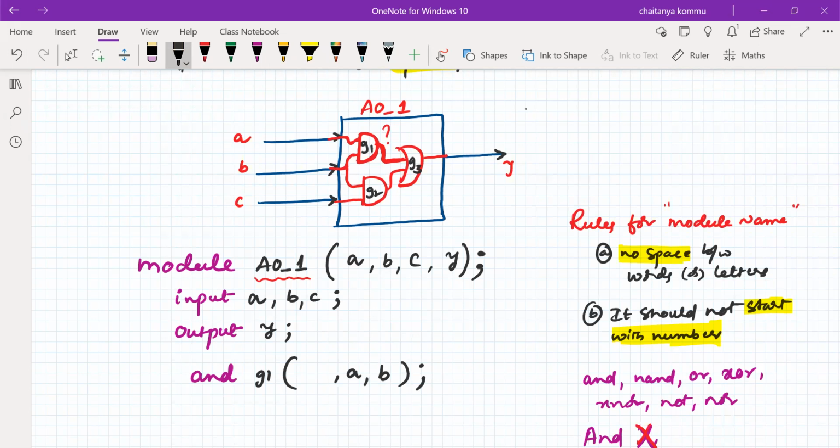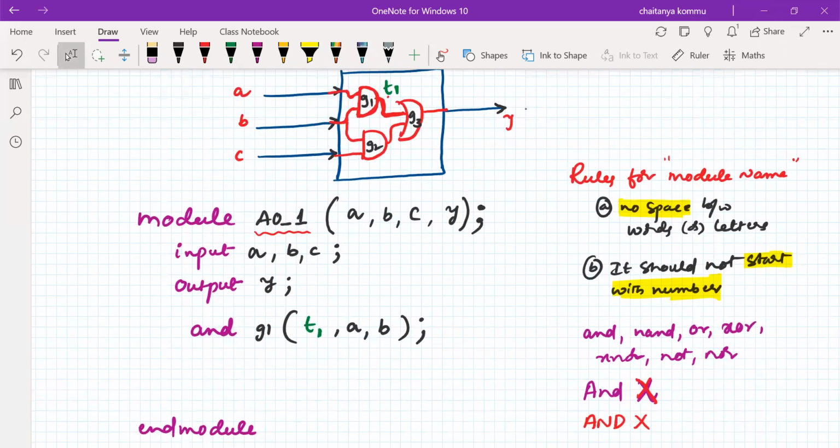So what is the output here for this gate? We did not mention it, so let us give it some name. The output name of this gate is, for example, T1. So let us write T1 here. This is how we write the gate primitive statement for the first gate. Like this, however many gates there are, that many gates we have to write.